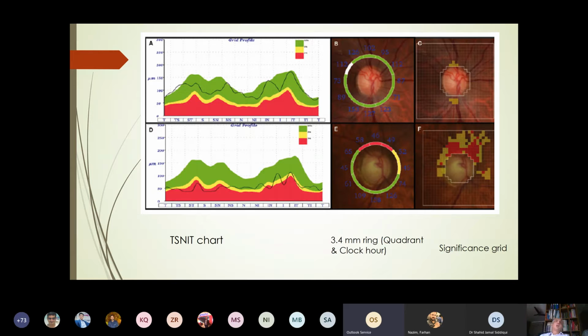This is again showing the TSNIT chart. This is the typical double hump which you see, and this is normal, borderline, and the red area is the affected area. The 3.5 millimeter ring is usually split into 2 and sometimes 3. One has a 4-quadrant plot, and then a 12 clock hour plot, which is present in some of these patients.